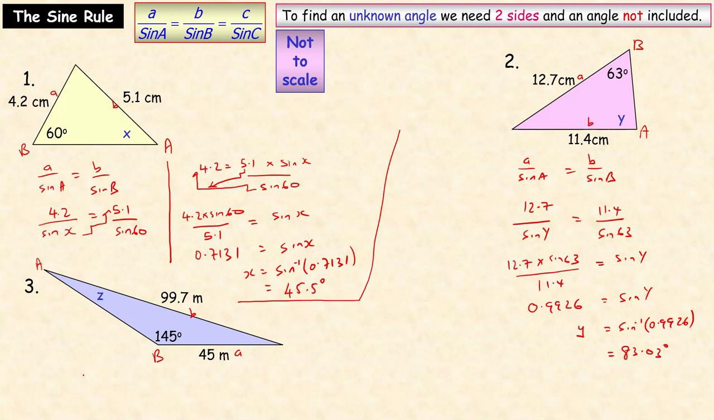So that leaves us with a over sine A. Always write the formula. Is equal to b over sine B. So that's 45 divided by sine Z is equal to 99.7 divided by sine of 145.